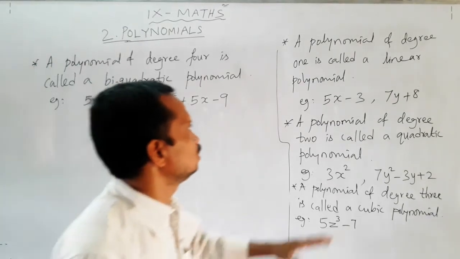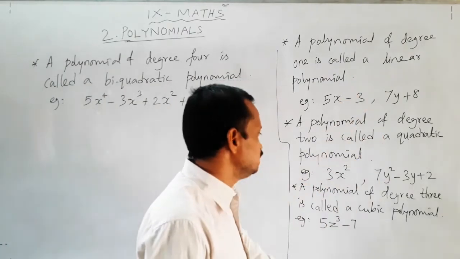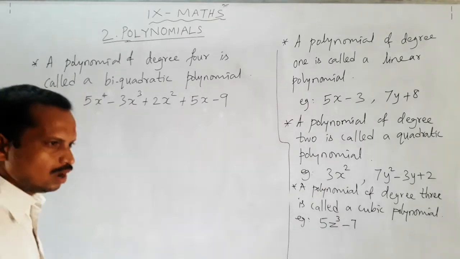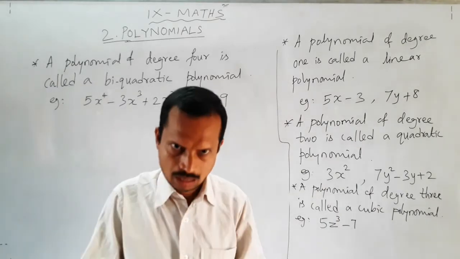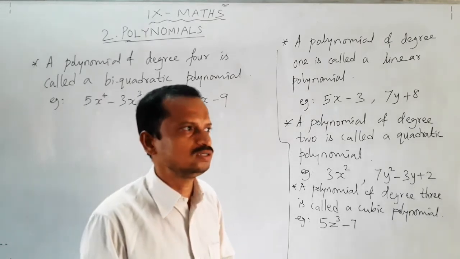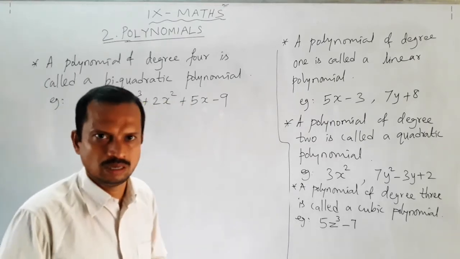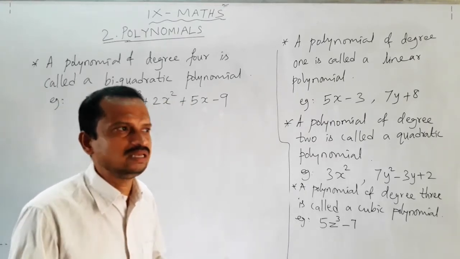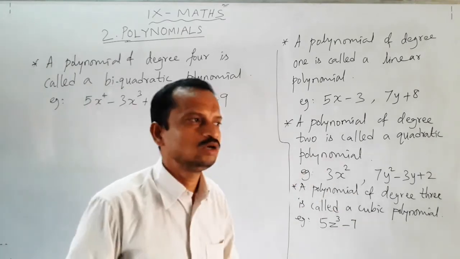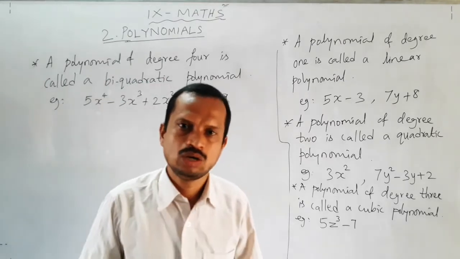This is based on degree. We name 1 degree as linear, 2 degree as quadratic, 3 degree as cubic, and 4 degree as biquadratic. More than that, you have to say the number. Suppose the highest power is 5, then the degree of the polynomial is 5. So 5 degree polynomial, 6 degree polynomial, 7 degree polynomial, like that we proceed. Up to this a specific name is there; more than that you say the number. It depends on the degree.